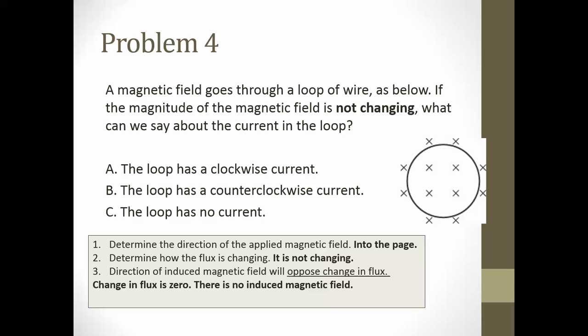The change in flux is 0, so there's going to be no induced magnetic field. So what do we know about the current in the loop? There must be no induced current. If there's nothing to counteract, we're not going to create a current. So with a constant magnetic field, we will have no induced current.